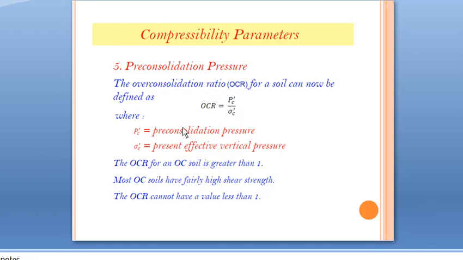So we have studied the method to find out the pre-consolidation pressure. Okay, and the OCR for over-consolidated soil is greater than 1, that we have discussed, and most over-consolidated soils have fairly higher shear strength, and the over-consolidation ratio cannot have a value which is less than 1. Okay, this we have explained earlier.